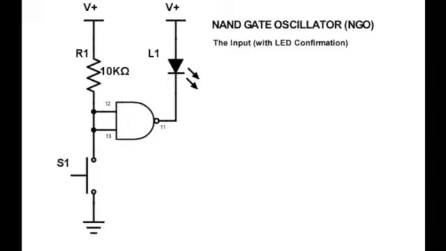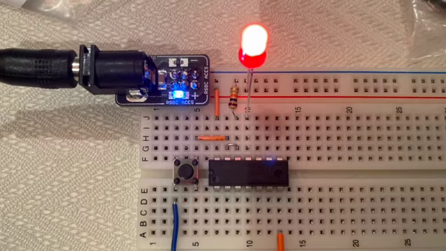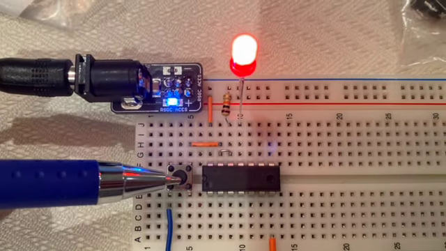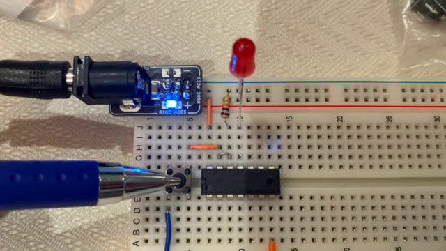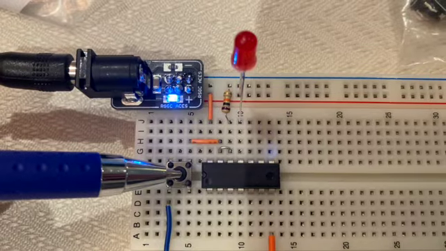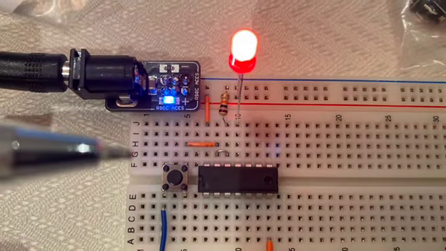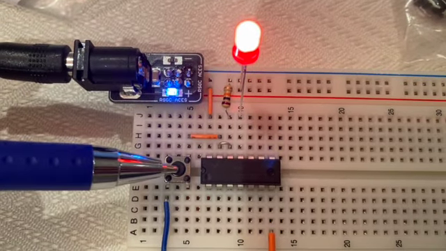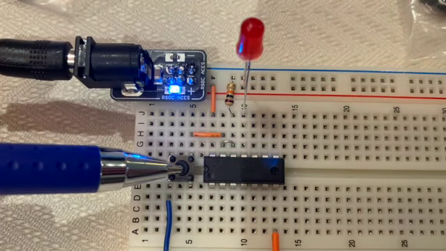If a pull-down resistor was used, then pins 12 and 13 will always be high since the current passes through the pins before the resistor. This is an example of the button input. When the button is pressed, the LED turns off, and when the button is released, the LED turns back on. This will power the NAND gate oscillator.